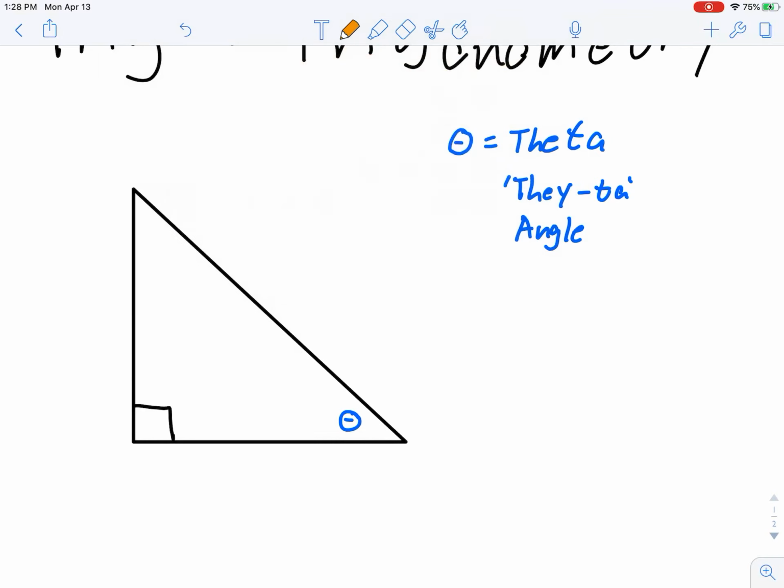So let's talk about our different sides of the triangle. There's one that we talked about when we were doing Pythagorean theorem. The side that's always across our right angle is called the hypotenuse. It is the longest side of our triangle, it's the diagonal, and it's always across from our right angle.